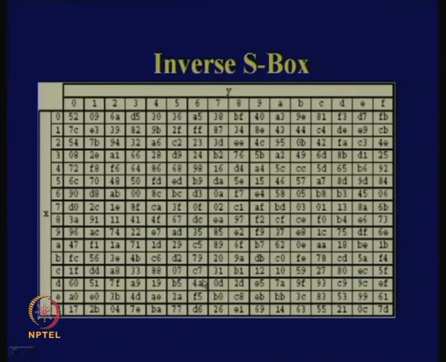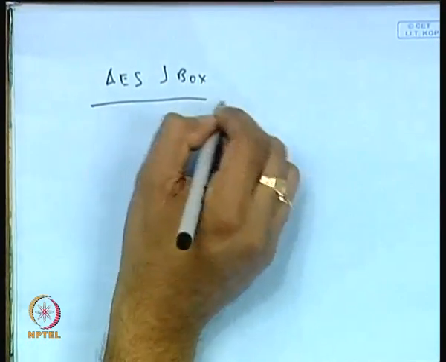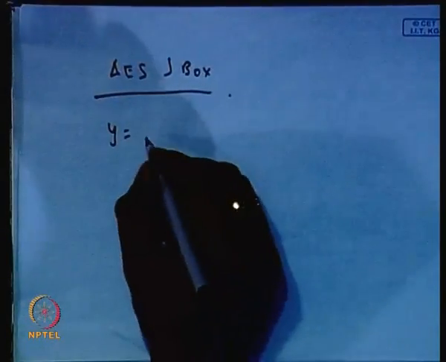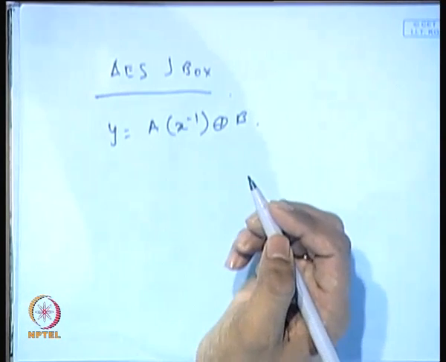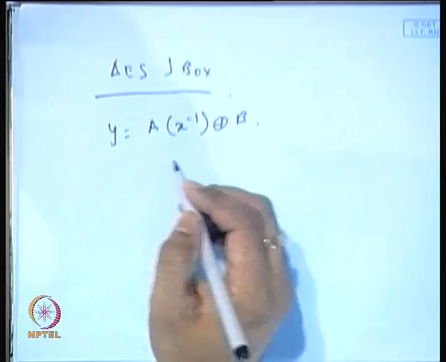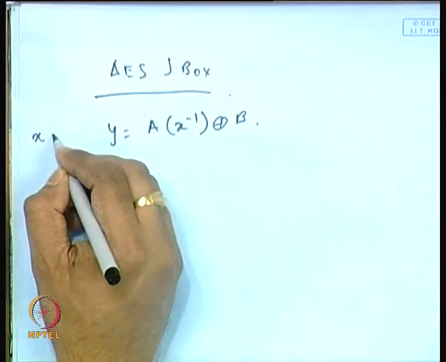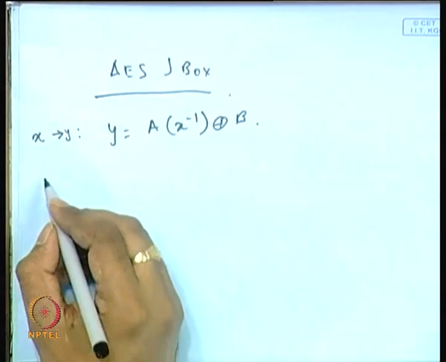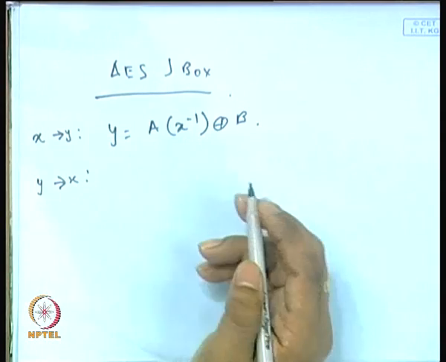An inverse S-box is also obtainable. I'm not going into the steps, but the S-box is invertible. You can get it straight away because your AES S-box was defined as Y equal to A X inverse XORed with B, right? So that was how your AES S-box was working. This was your mapping from X to Y. Suppose I want to go from Y to X, that is easily obtainable because we have the inverse operator working.